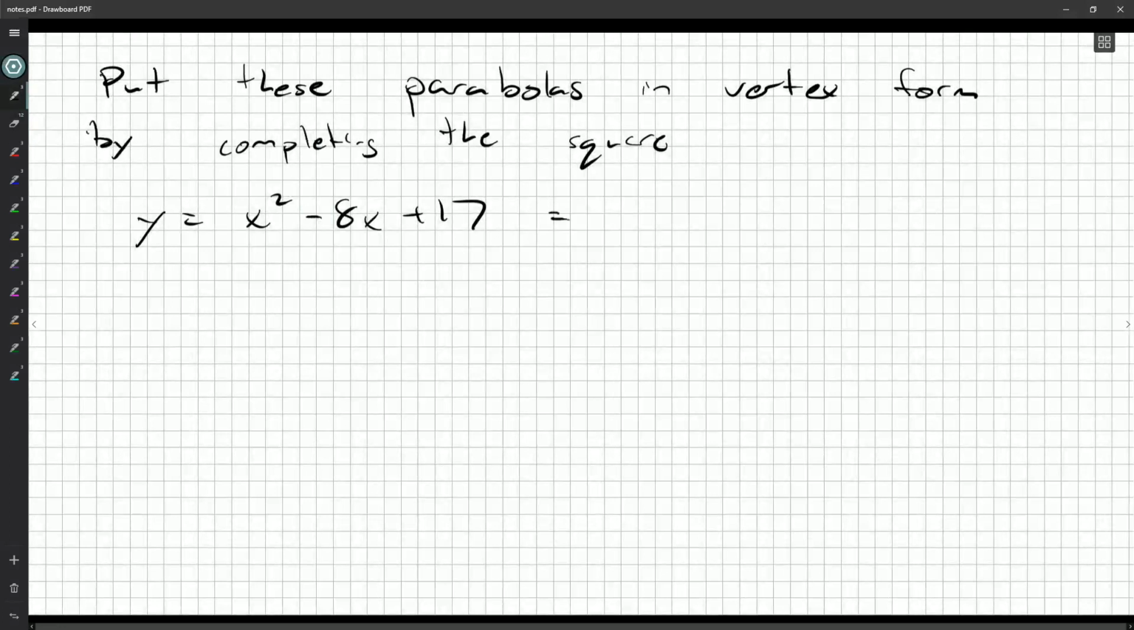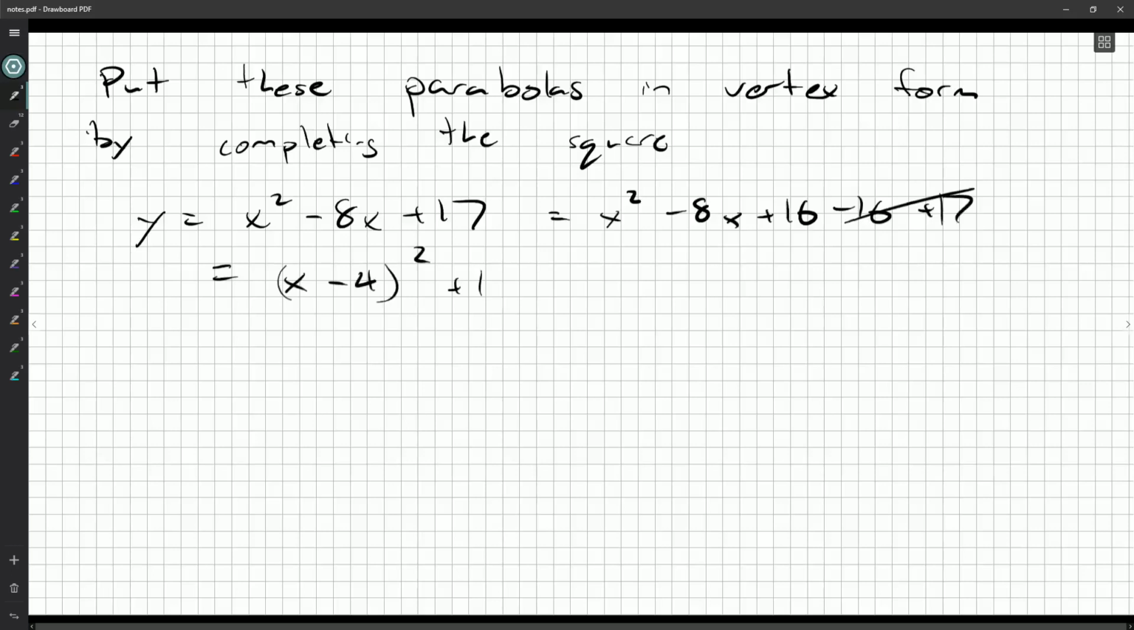Okay, so half of negative 8 is negative 4. The square of that is 16. So we add 16, subtract 16, and that'll mostly cancel out with the 17. We'll get x minus 4 squared, and then minus 16 plus 17 is plus 1. So we've got 4 and 1 is the coordinate for one vertex.